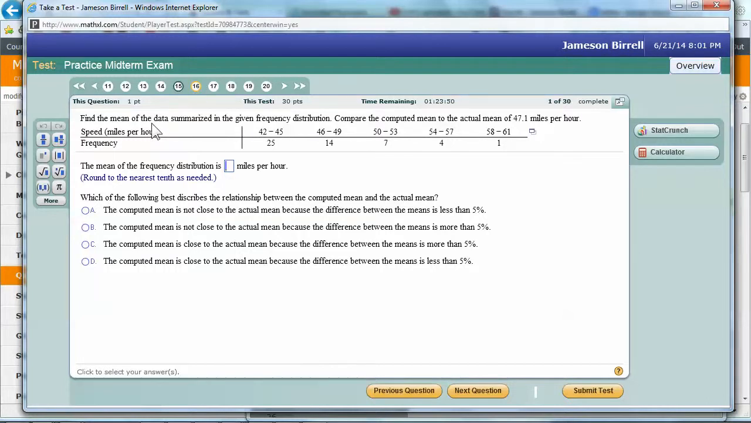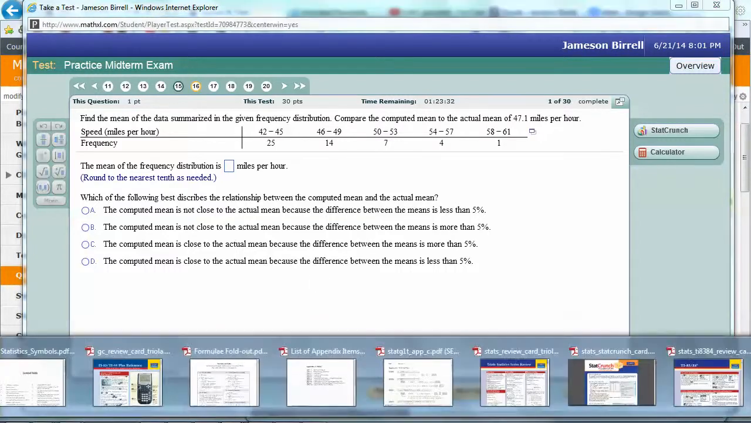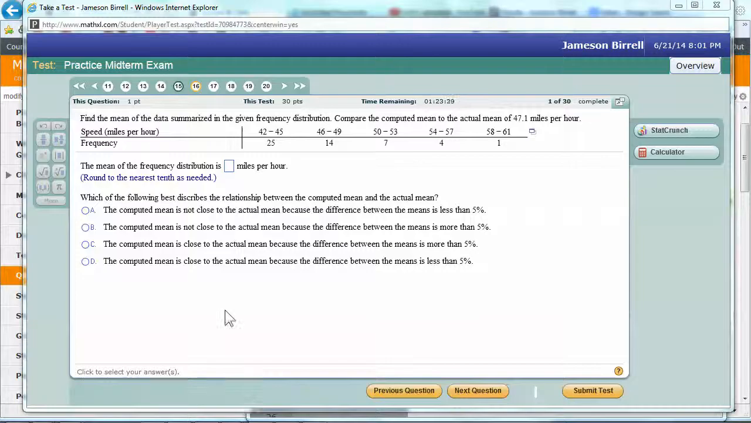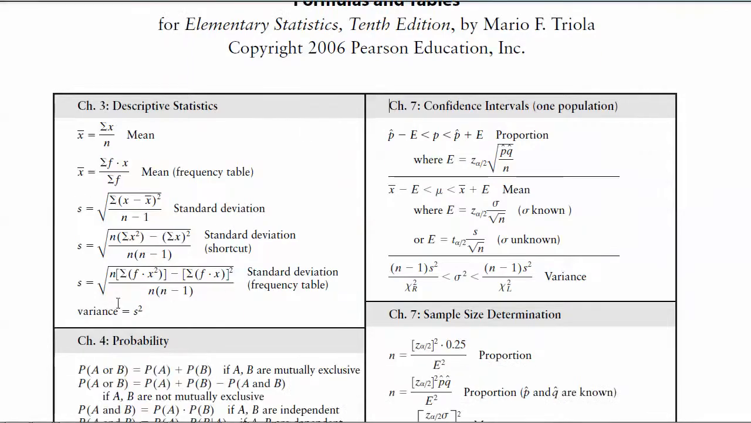Okay, find the mean of the data summarized in the given frequency distribution. Compare the computed mean to the actual mean of 47.1 miles per hour. This is normally quite a doozy of a problem if you're doing it by hand, and I want to give some respect to the old way. So I'm going to go to the formula sheet here, if it lets me. And we see listed here under Chapter 3, how to find the standard deviation from a frequency distribution. Oh, here we go. The mean from a frequency distribution is what I wanted to find.